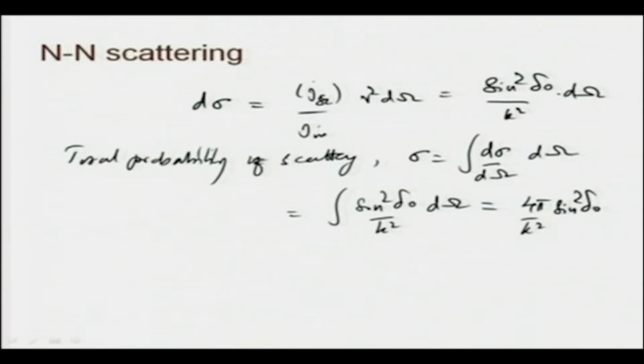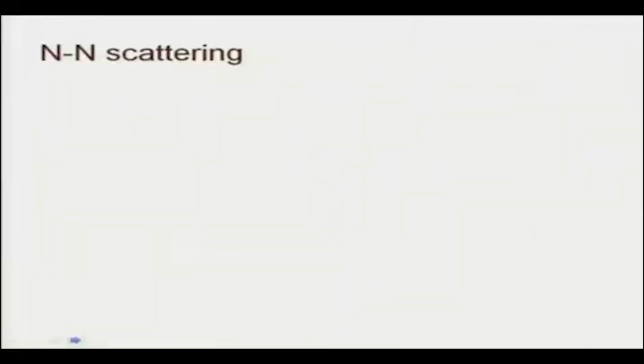Remember, we have considered the L equal to 0 case, which is a spherically symmetric situation. That is why we have this result. If we take some other L value, then we will not get such a spherically symmetric situation, and we will have d sigma over d omega as a function of theta and phi in general. All right, so now we have some idea of what scattering, nucleon scattering in particular, is.